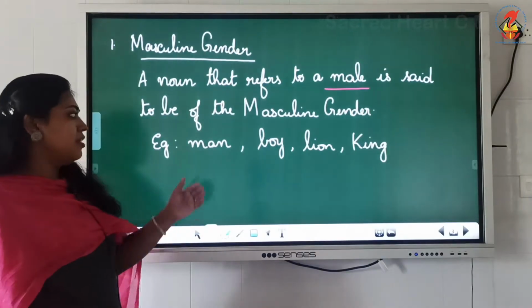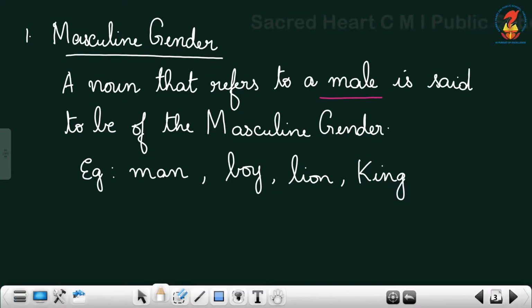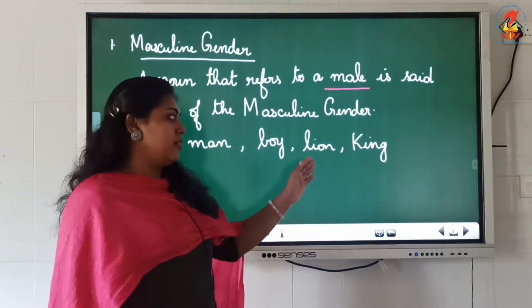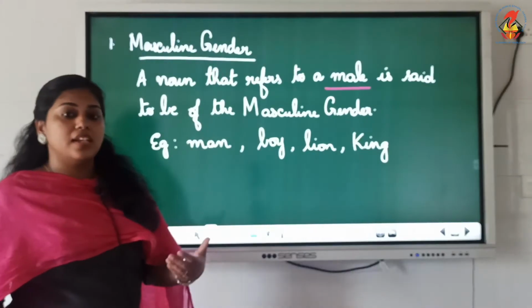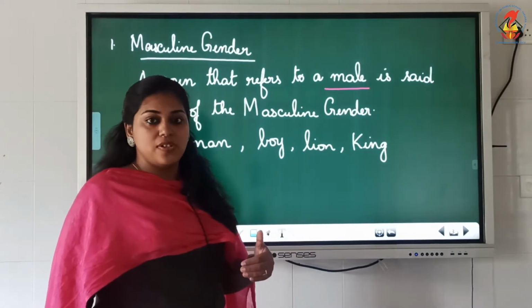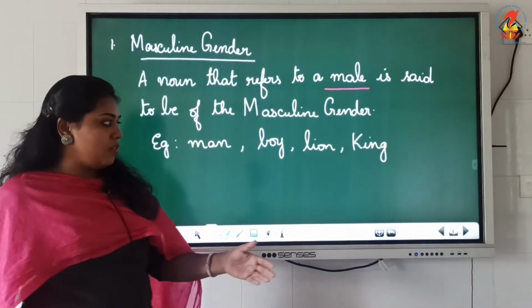For example, man. Man is a male version, right? So we call it masculine gender. Man is said to be masculine gender. Boy, male version. So it is said to be masculine gender. Lion. Lion is a male version, right? So that is also referred to as masculine gender. King. King also is masculine gender because it refers to the male version of a noun, right?